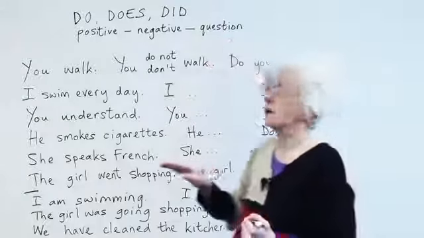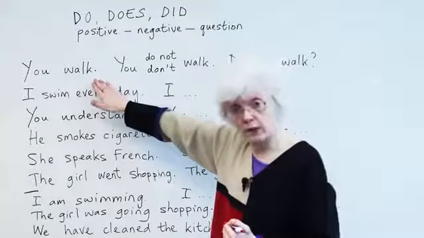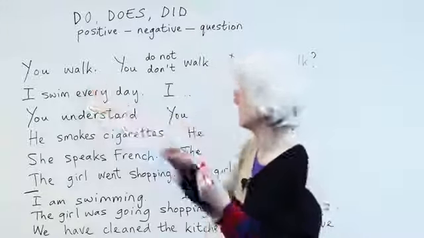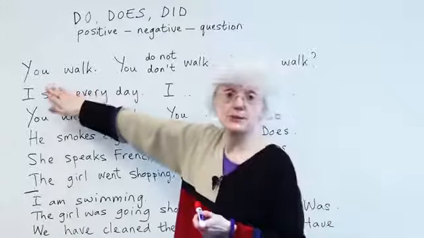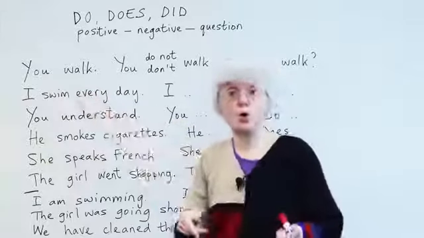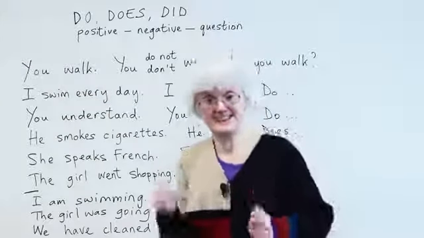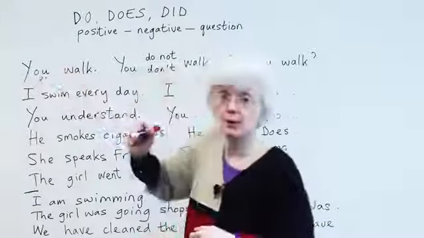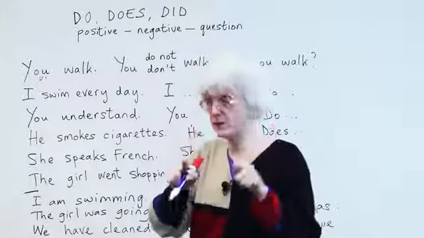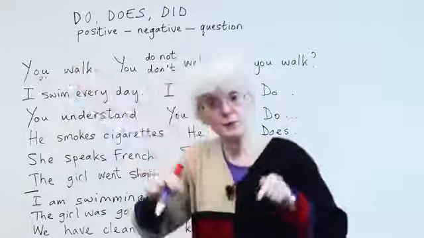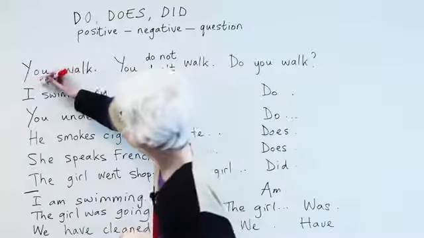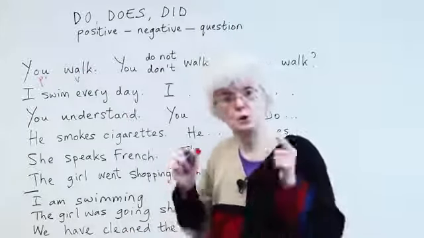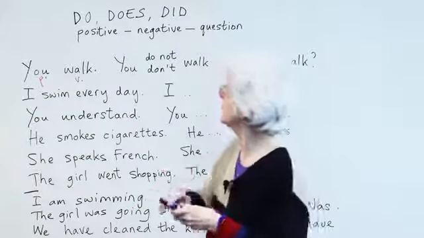Okay, so I've just got an example here to show you what I mean. Just a simple sentence: you walk. So we've got the pronoun, you, the person, P for pronoun, P for person, and the verb, to walk. You walk.